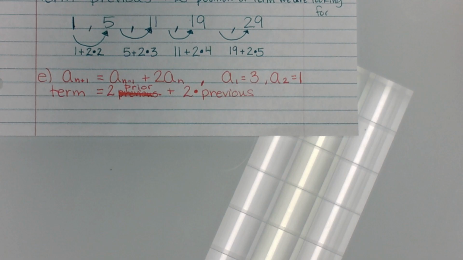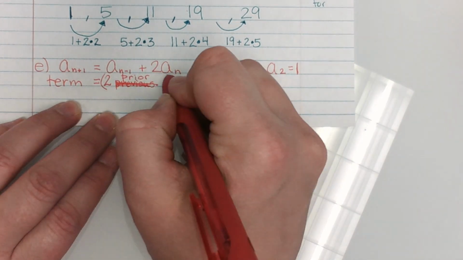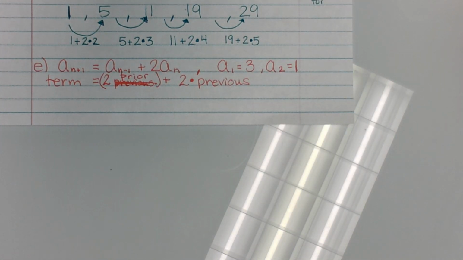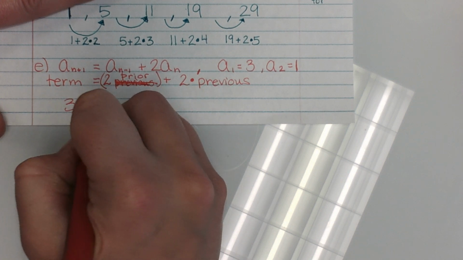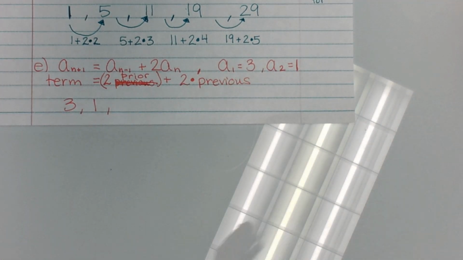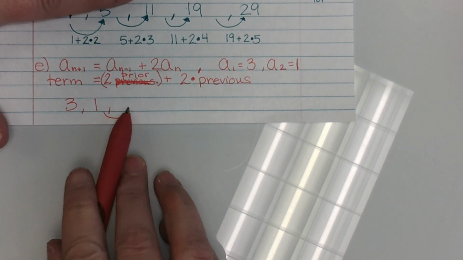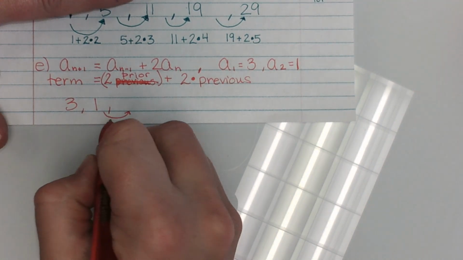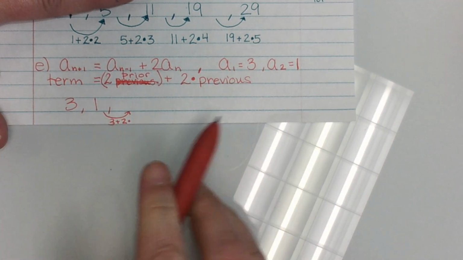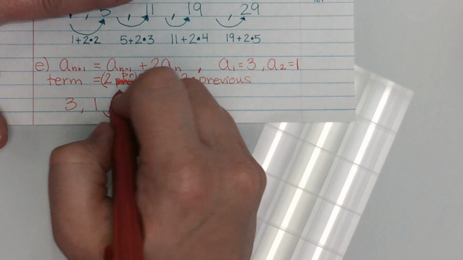But sometimes they might do this. A term is equal to the one that's 2 prior plus 2 times the previous term. Tells you where to start. Tells you to start at 3. Tells you to move on to 1 next. On ones where they go back 2 spots, they have to tell you 2 starting points. To get from here to here, which number is 2 prior to this one? 3 plus 2 times, what's the previous term? 1. 2 times 1 is 2 plus 3 is 5.